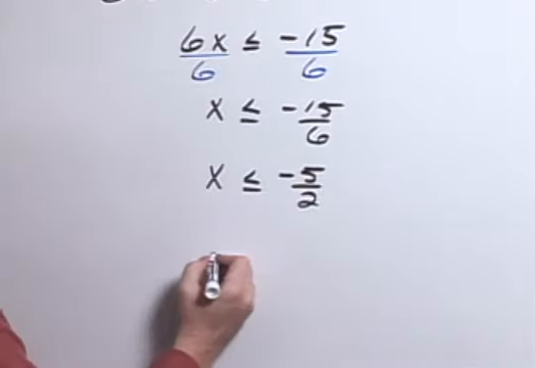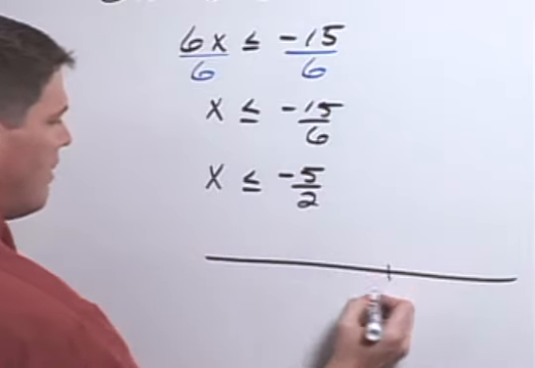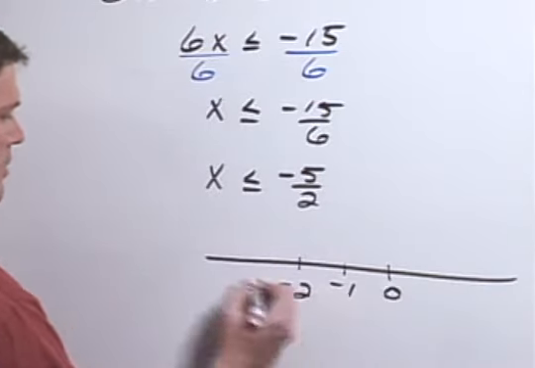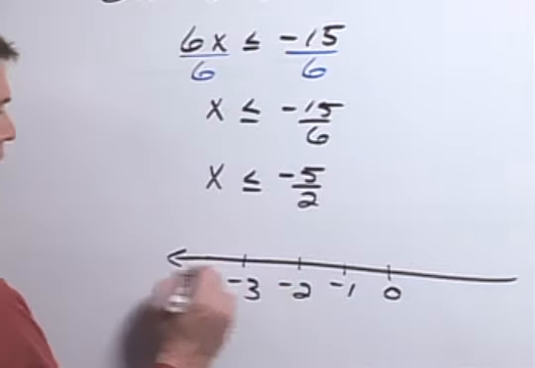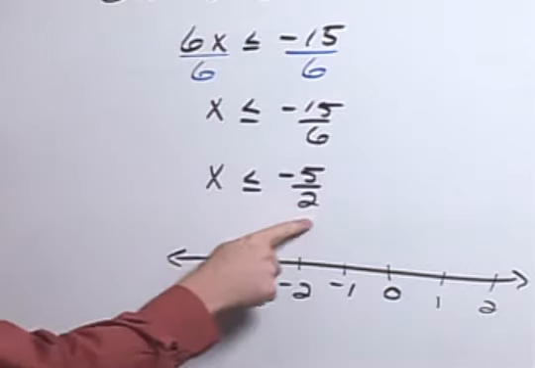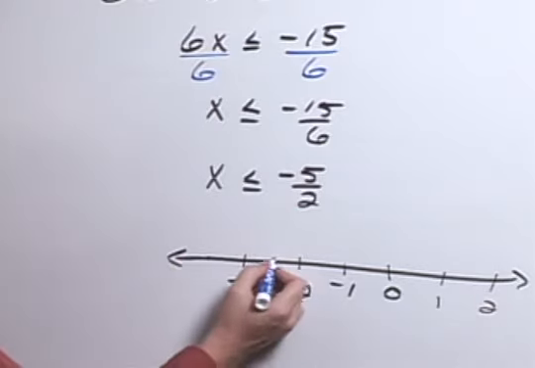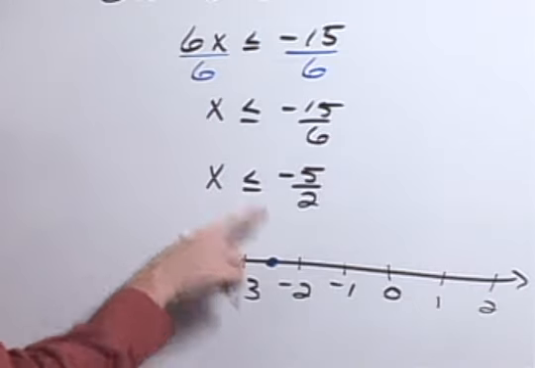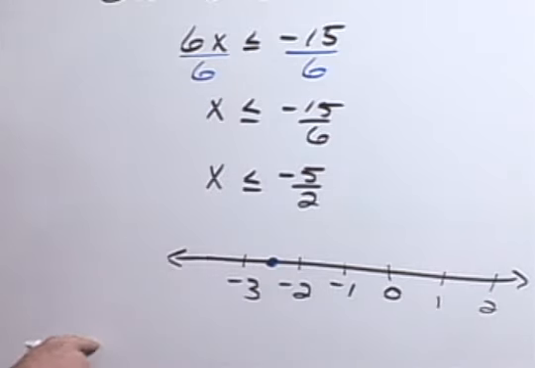When we express that on a number line, we're going to have negative 1, negative 2, negative 3, 1, 2. Negative 5/2 is going to be approximately there. Since it's a less than or equal to, we're going to use a closed dot.